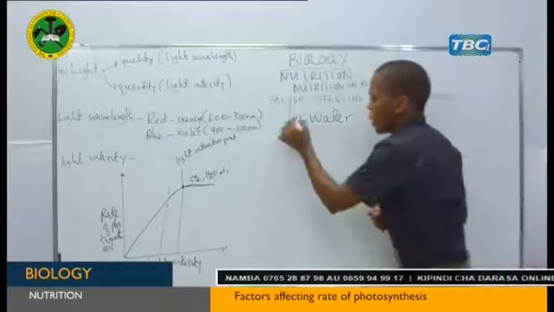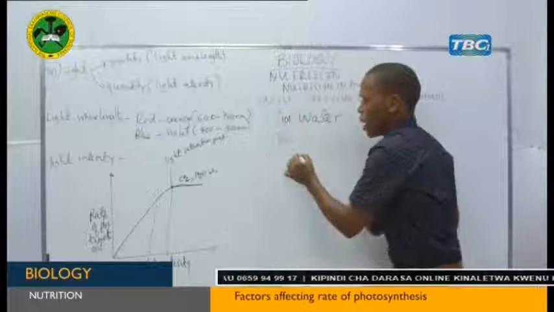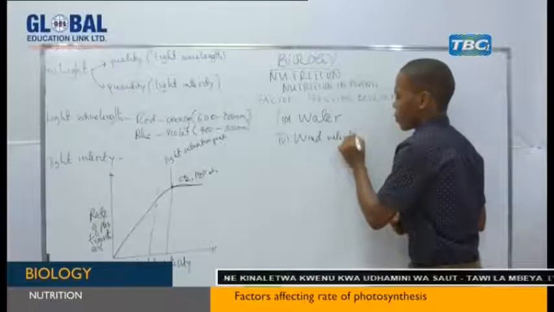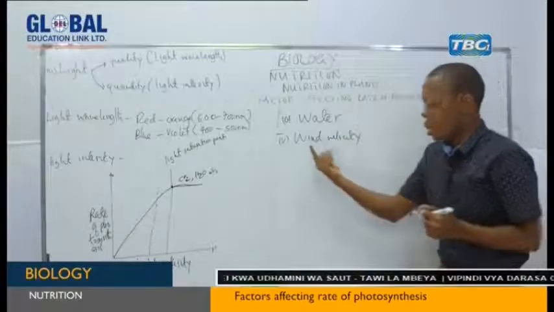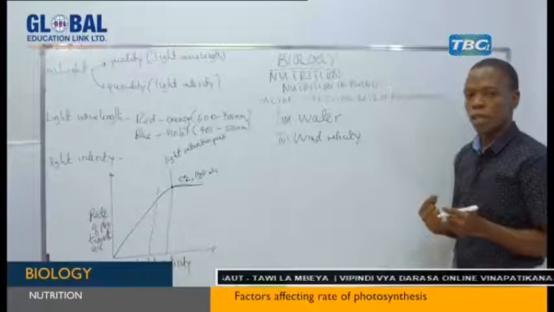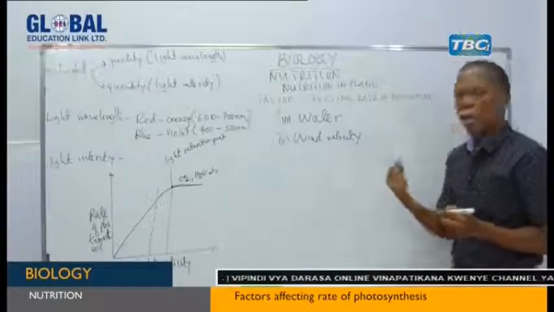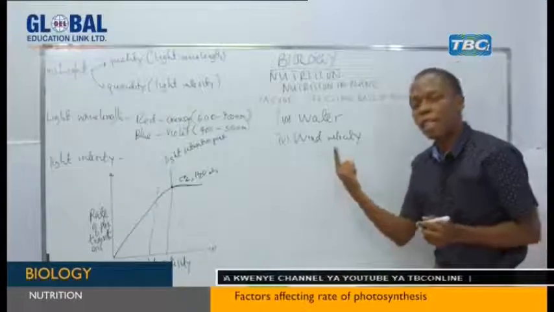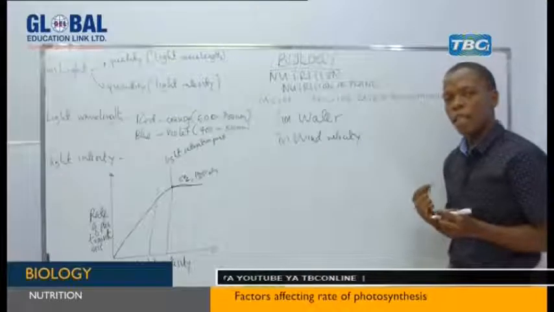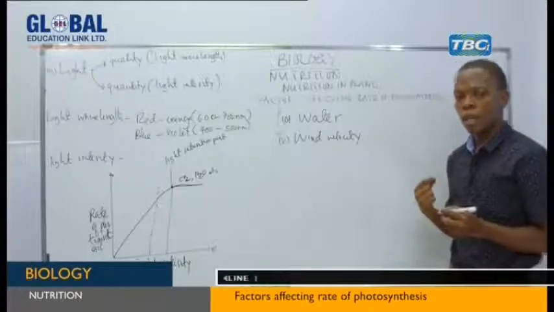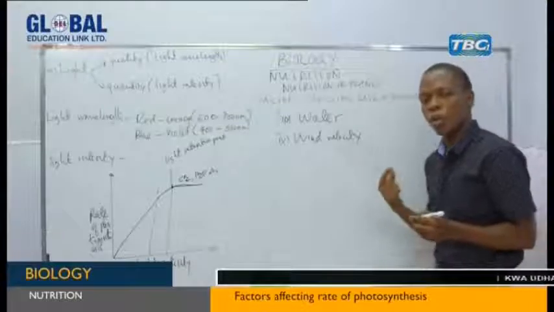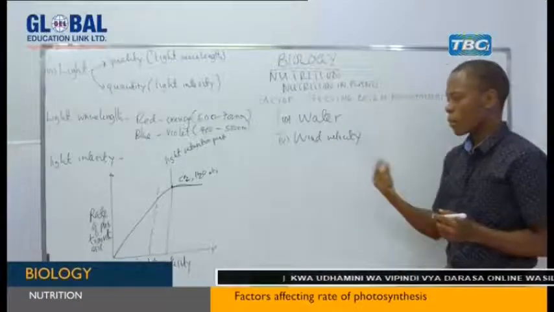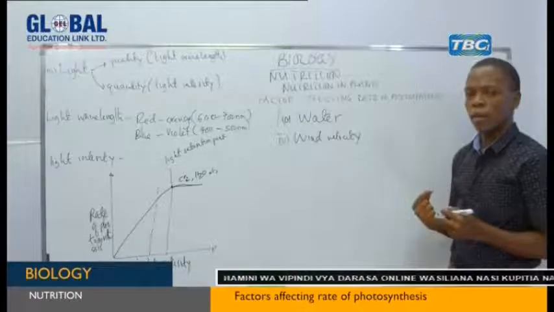Another factor is wind velocity. Wind velocity reduces the rate of photosynthesis, because high wind velocity facilitates rapid loss of water from the plant. Generally, we call it transpiration. Therefore, this transpiration can result in loss of water which would be available for the process of photosynthesis. The moving wind can affect the rate of photosynthesis.